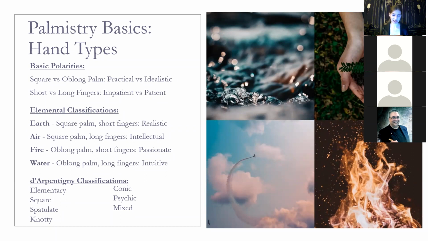People with oblong palms are generally more intuitive. They have a lot of ideas, might be more thoughtful, and they need a lot of variety in their life. I have found from reading palms that a lot of women have oblong palms and a lot of men have more square palms. That's just an interesting gender thing that you'll find as you are reading palms.